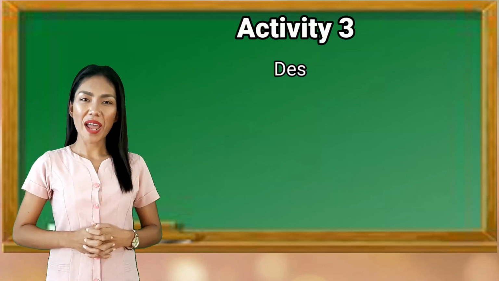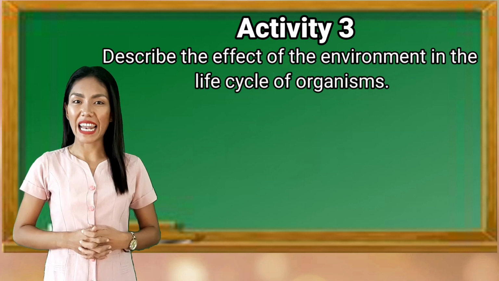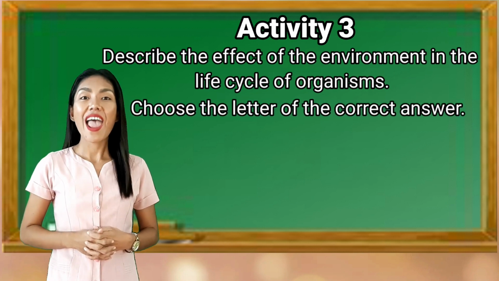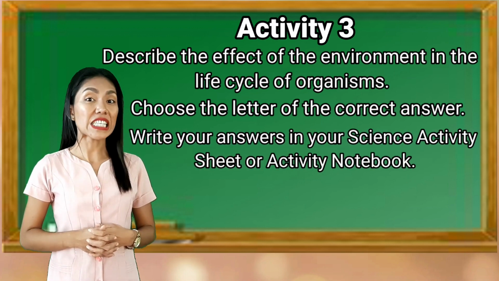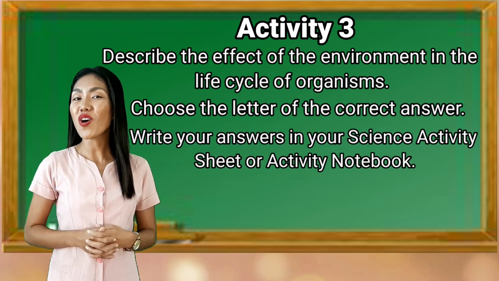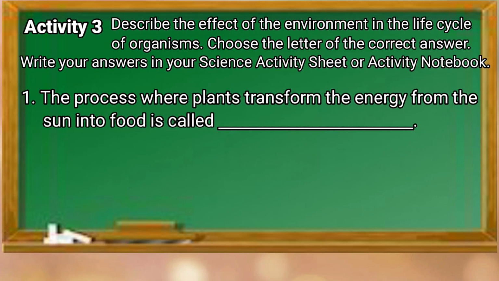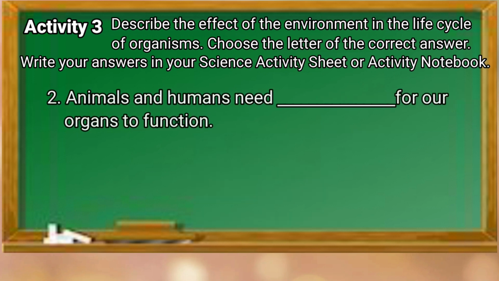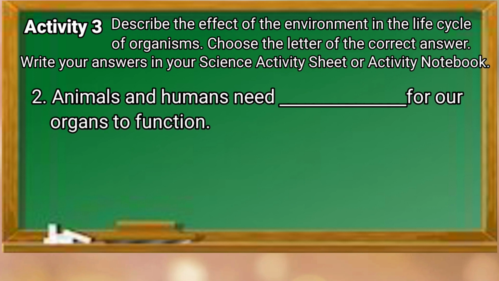Activity 3. Describe the effect of the environment in the life cycle of organisms. Choose the letter of the correct answer. Write your answers in your science activity sheet or activity notebook. First, the process where plants transform the energy from the sun into food is called blank. A. Energizer. B. Transformation. C. Photosynthesis. D. Water formation.